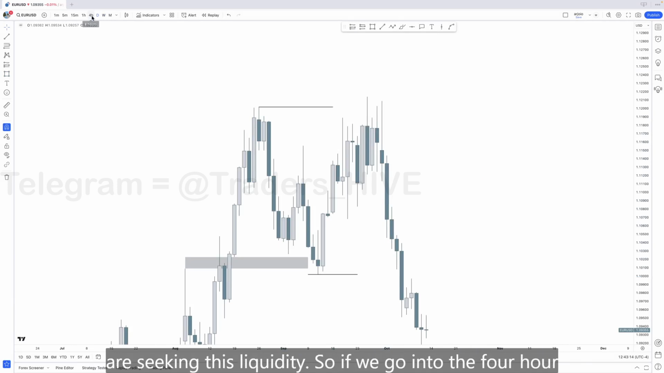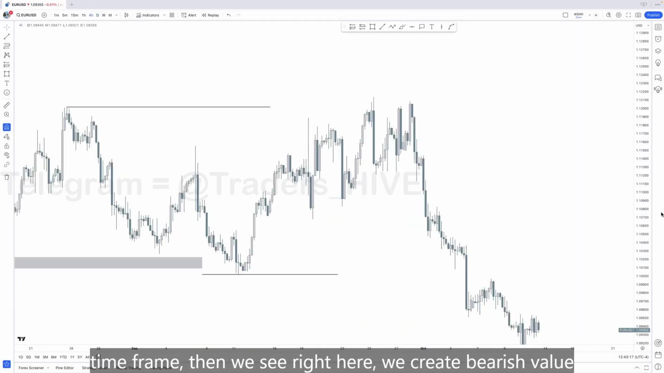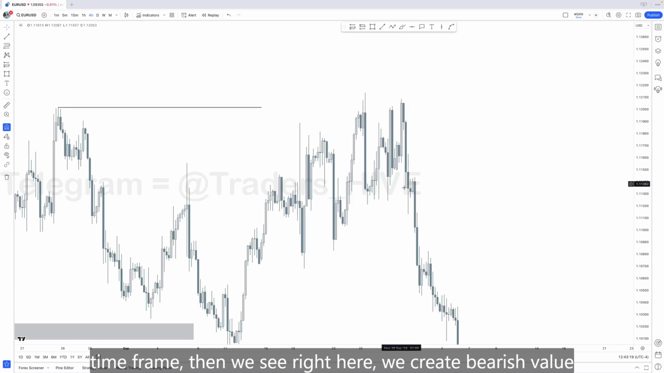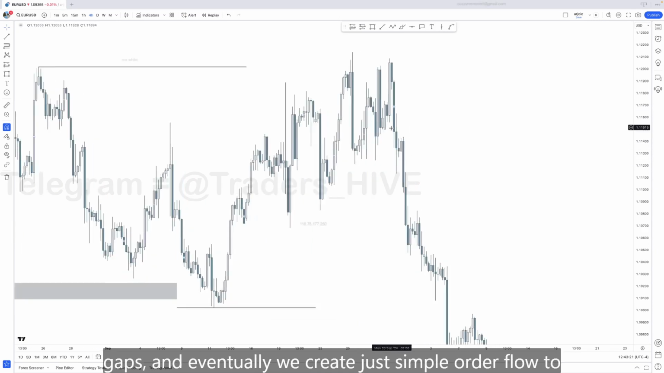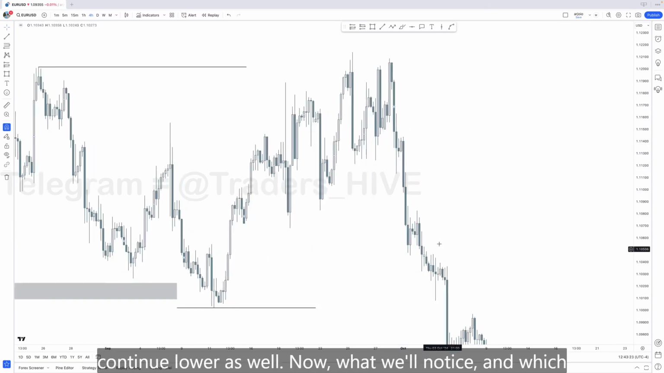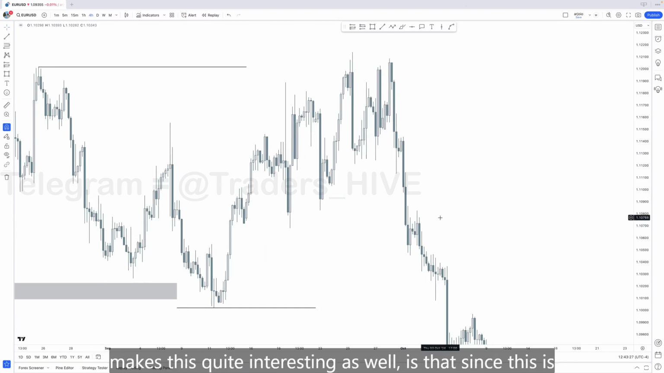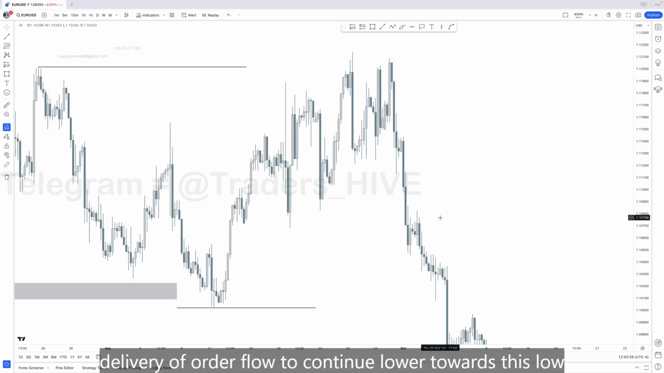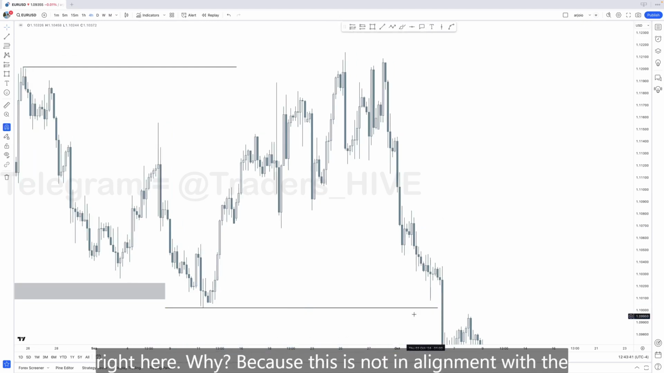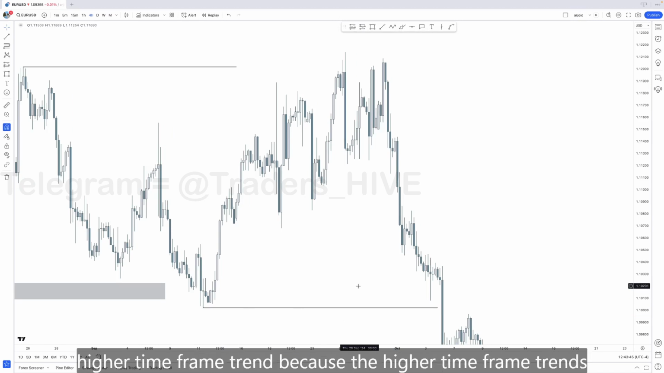So if we go into the 4-hour time frame, then we see right here, we create bearish fair value gaps, and eventually we create just simple order flow to continue lower as well. Now, what we'll notice, and which makes this quite interesting as well, is that since this is not necessarily in alignment with the higher time frame trend, the delivery overall is less nice. It's not a nice delivery of order flow to continue lower towards this low right here. Why? Because this is not in alignment with the higher time frame trend.